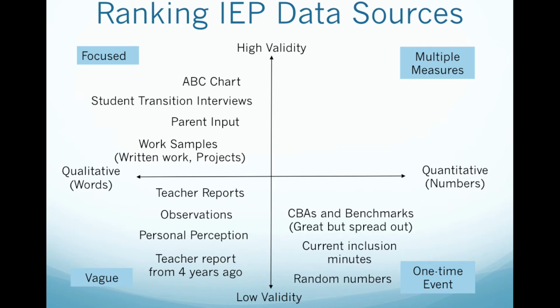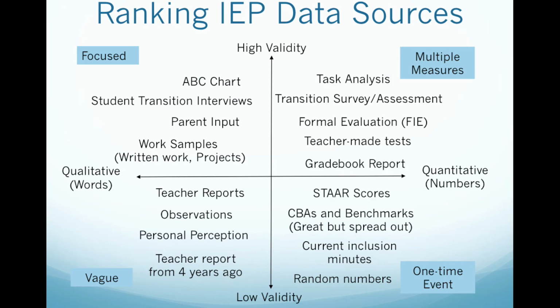Quantitative data that's a one-time event can help kind of frame our big picture, and that can include the student's current inclusion minutes, that can include curriculum-based assessments and benchmarks. These are good, valid instruments, but they're spread out over time, and they may not really capture where the kid is right now. Another very valid instrument that's a one-time event is your STAR test. So you can use those items to set the big picture, but then go in and support it with gradebook report, teacher-made tests, information from the student's formal evaluation, information from their transition assessment or task analysis.